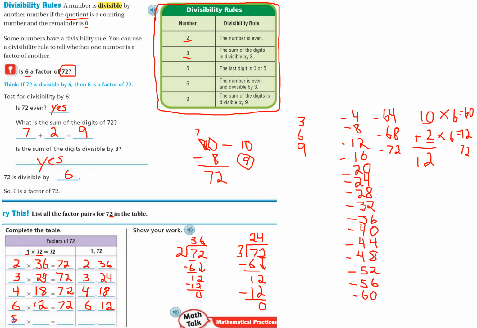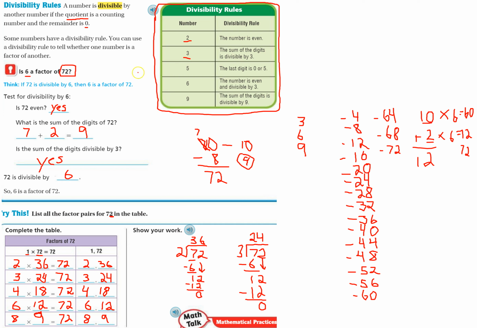So I'm going to do 8 times 9. And if you know your math facts, that was really easy for you. That's why it's so important to know your math facts. It makes these type of problems that much easier. And if I'm listing my factors, 8 and 9. And now I got them all.